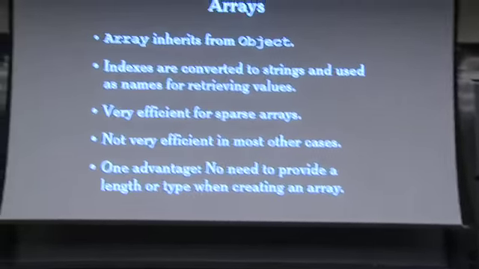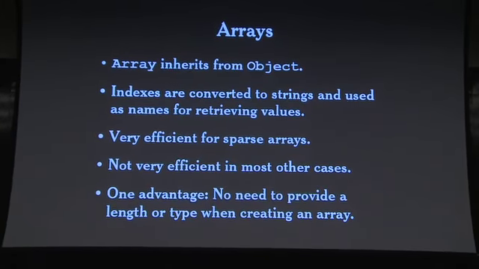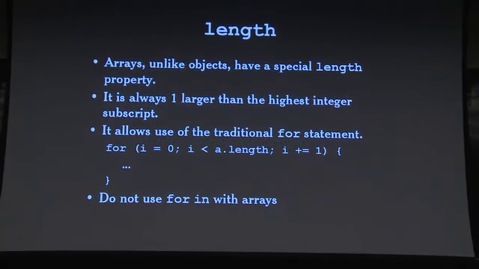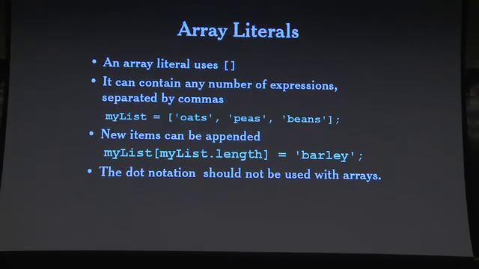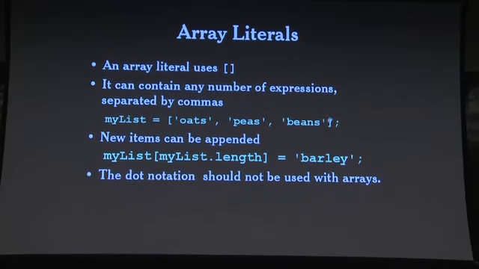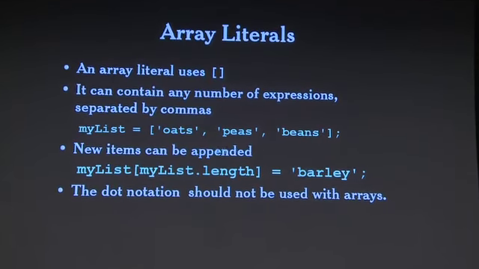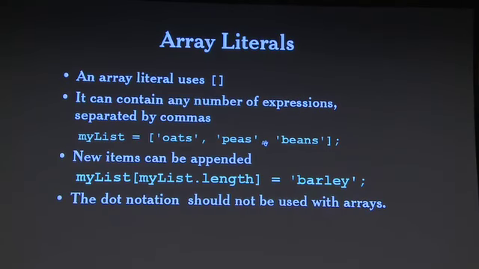So for arrays, arrays inherit from objects. So arrays are also objects. They also have a length property, which allows you to loop through them, as we saw before. In order to do an array literal, you use the square brackets. This is much like some other languages. You have to put commas in between the different items. And then new items can be appended by including an index that's outside of the array.